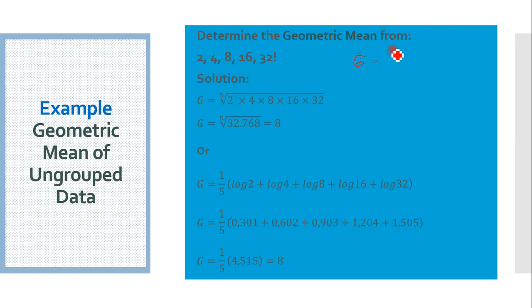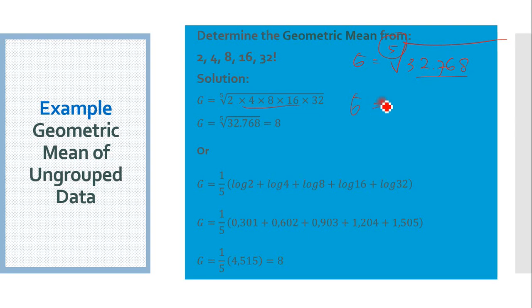This is the square root of 5. So we can write the result of this multiplication: 32,768. So we can calculate it in this way. We'll raise this value with the reciprocal of the root.